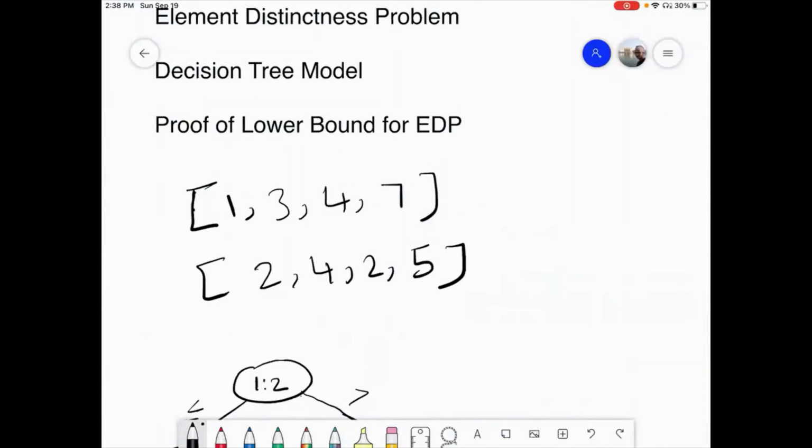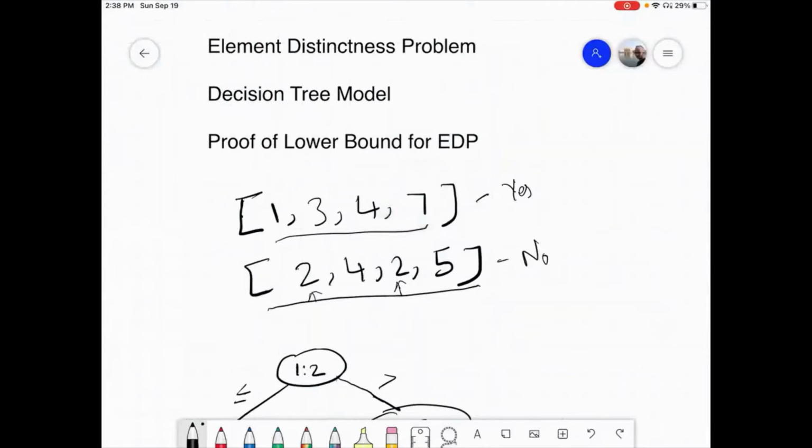When you consider the following two arrays, 1, 3, 4, 7, and the other array is 2, 4, 2, 5. When you use the element distinctness problem, you get yes as the answer for the first one. And when you use the same algorithm on the second array, you get the answer no. It's because all the elements in the first array are distinct, so that's the reason you get yes. Here 2 is repeated twice, so the element distinctness problem gives us the answer no.